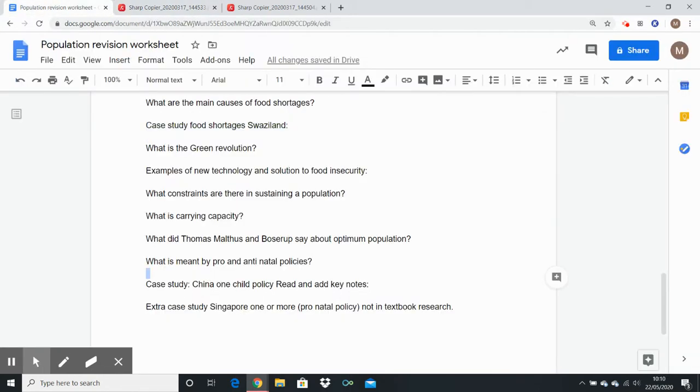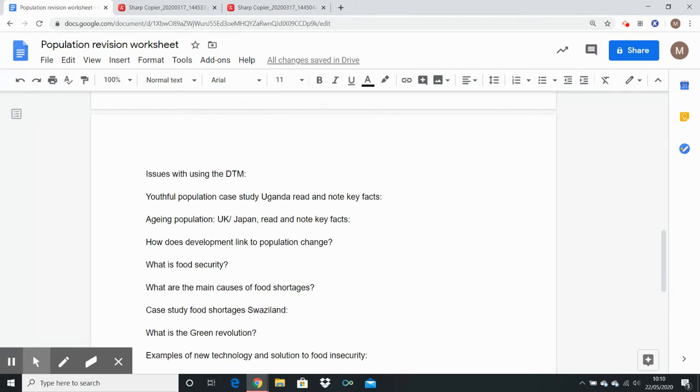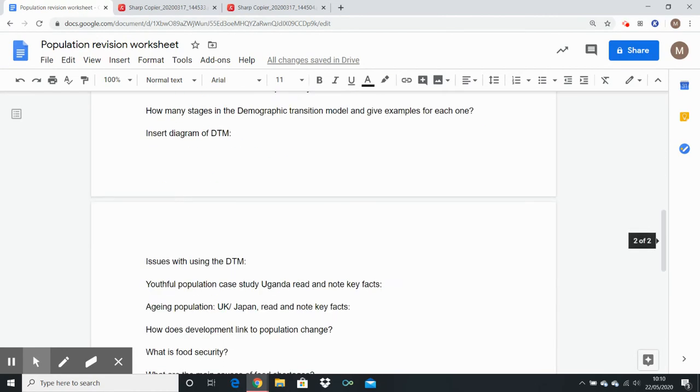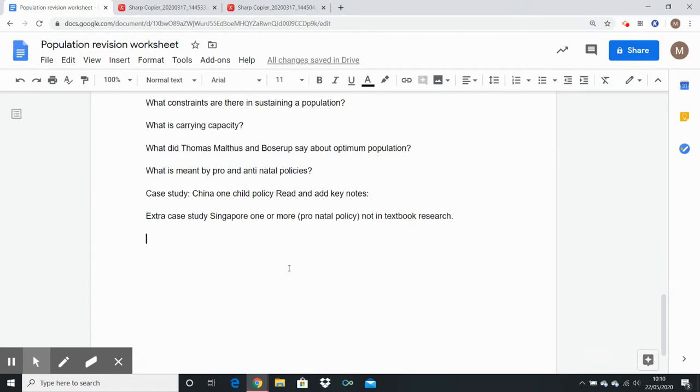You can look at the extra case study of Singapore, one on pronatal notes, not in the textbook, but you're more than welcome to Google this and research. Try and fill in this worksheet as best as you can, and you've gone through the whole of the population unit as well.